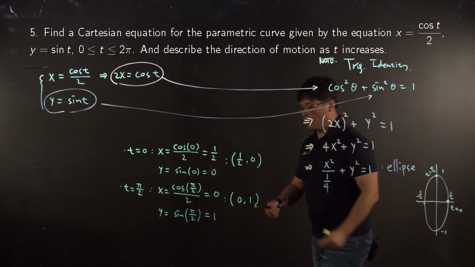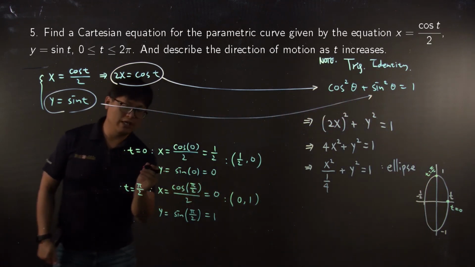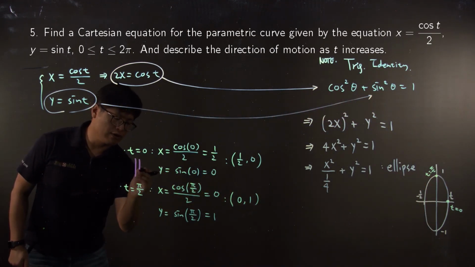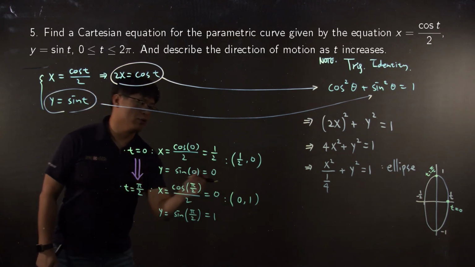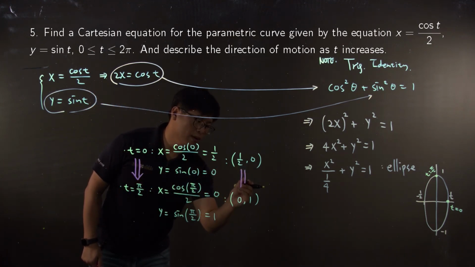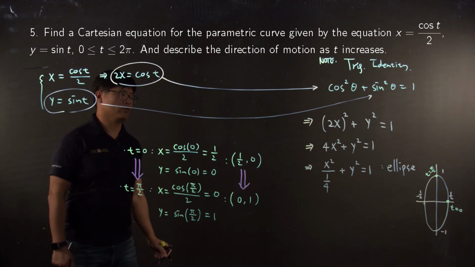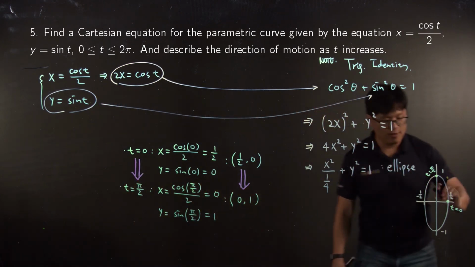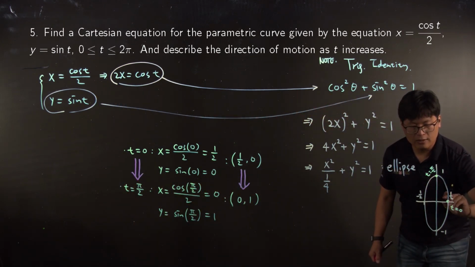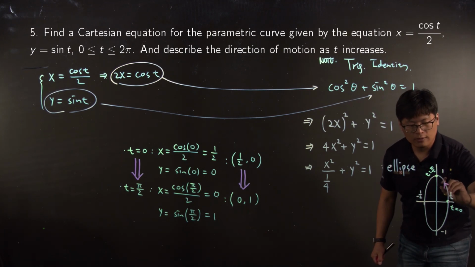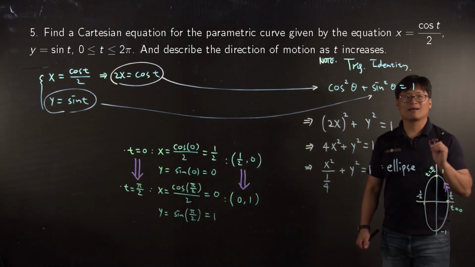In the problem, they mentioned your t is increasing. So your direction is this way. In other words, your point is moving from that point to this point. Look at that in the graph, moving from here to here. So the motion direction is counterclockwise.